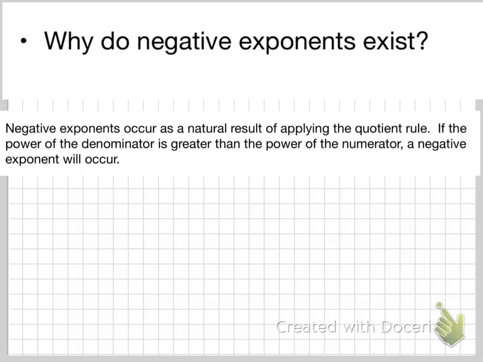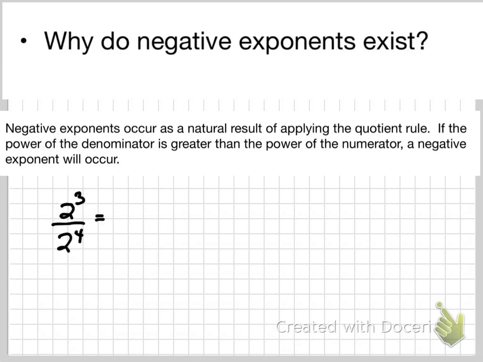Let's get started. First of all, why do negative exponents exist? And the answer, or one answer, is that negative exponents can occur as a natural result of applying the quotient rule. So let me show you what I mean. Let's suppose that I have 2 to the third power divided by 2 to the fourth power.